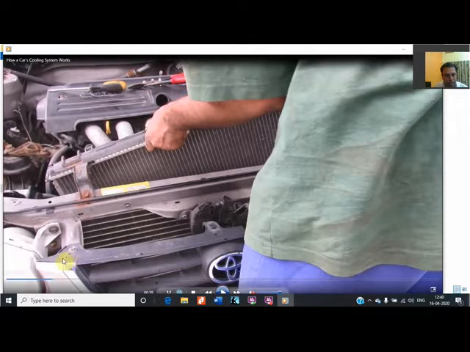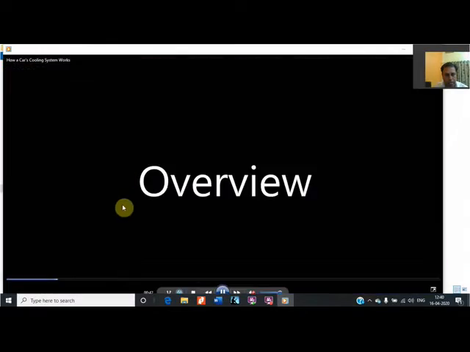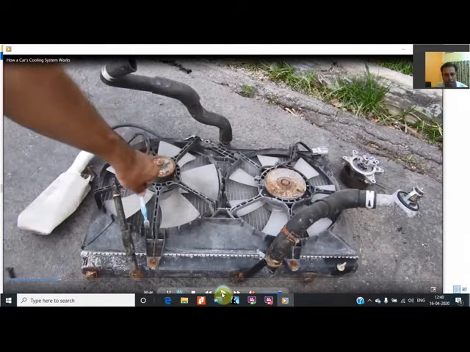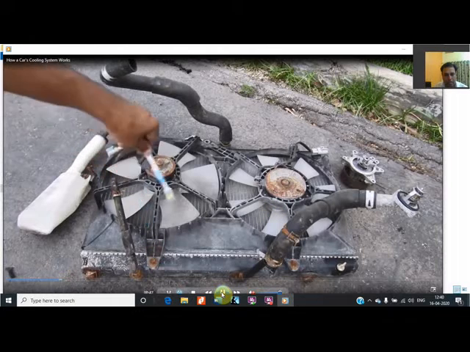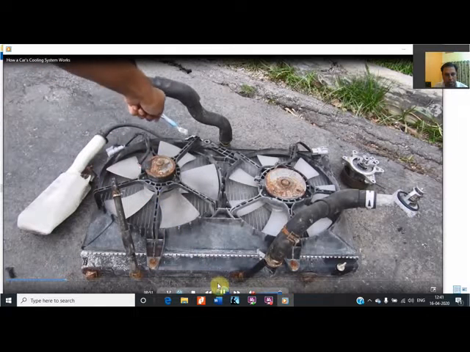So one will remain and the other will move out. They are placed one over the other. Now he is removing the radiator. The radiator is being taken out. Now the overview is being shown over here. Starting the overview, these are the two induced fans that are used to suck the air. And what else is there is being shown over here.